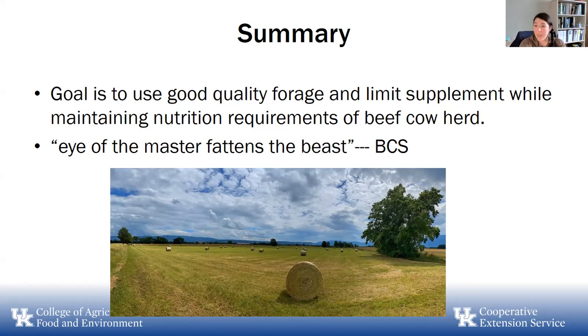Because if you don't know what you have, you can look at a table all day long and give an average, but maybe you have better quality hay than you think. Or you may not have as good a quality hay, but that's something that you can know and go from there and develop strategies to help increase your forage quality. And at the end of the day, the eye of the master fattens the beast. And that is attributing that back to body condition score. If you're not watching your cows and their body condition score, that's the quickest way to tell if they are meeting their needs or not.